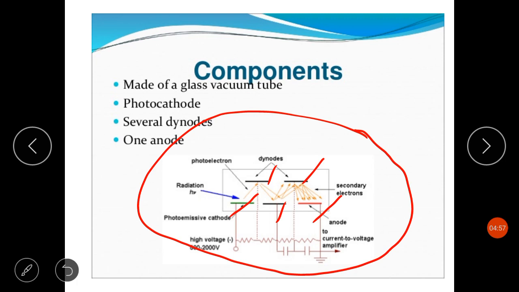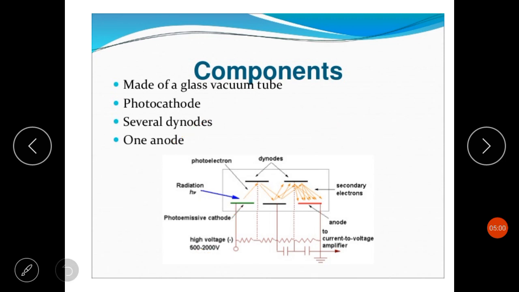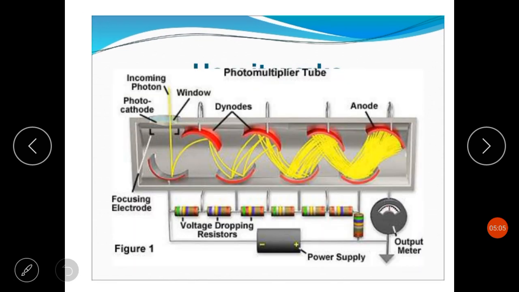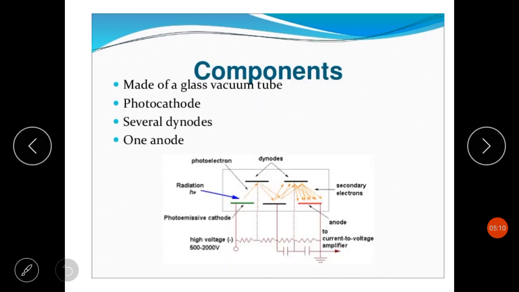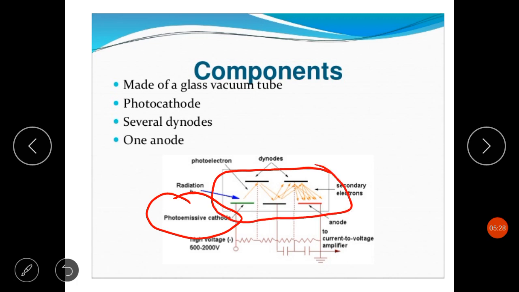Let me first discuss the construction of the photomultiplier tube. As you can see here, it consists of a photosensitive cathode. This is a photoemissive cathode. It has various electrodes. This is a glass envelope. The whole arrangement is enclosed in a vacuum type glass envelope. The inside is the vacuum. There is no gas present in the glass envelope.